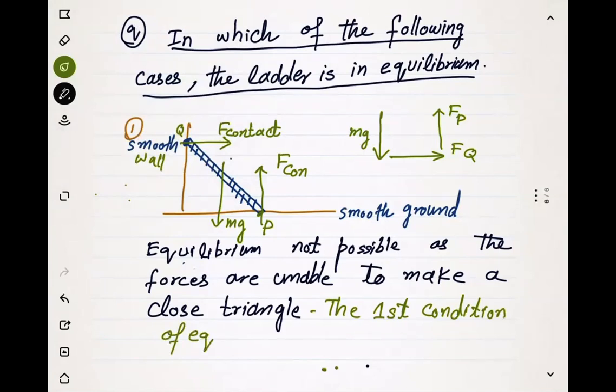We will check the second condition if the first condition is satisfied. So the first condition of equilibrium is not satisfied. Even the forces cannot be balanced. So for the forces to be balanced, the forces must make a closed triangle. If a closed triangle is not formed, then the forces are not balanced and the first condition is unsatisfied. So, number 2.